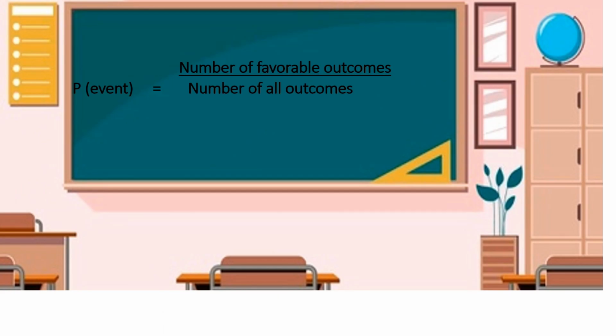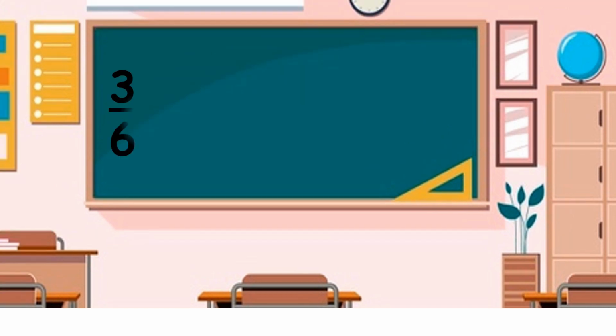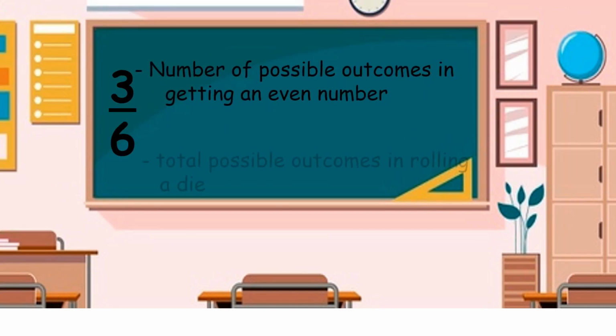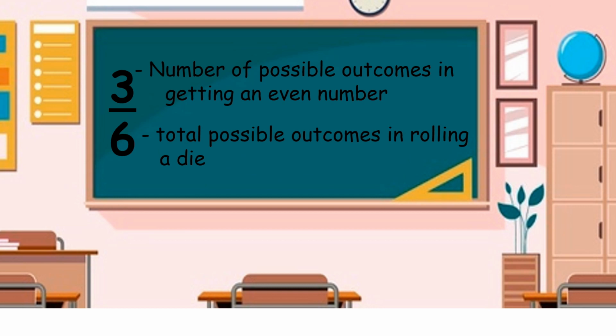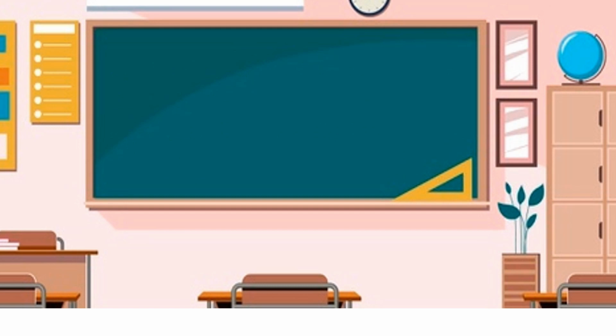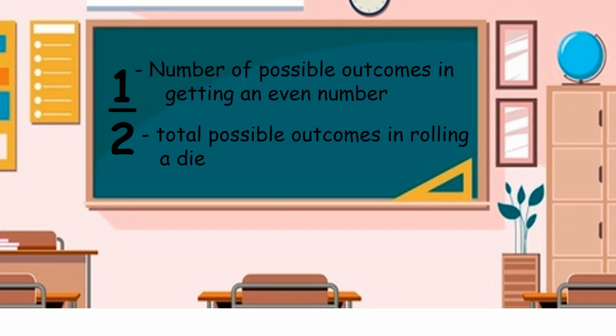Given the same formula, what is the probability of getting an even number? Do you have your answer, class? That's right. It is 3 over 6. But why 3 over 6? What is 3 and what is 6? 3 is the number of favorable outcomes in getting an even number, and 6 is the total possible outcomes in rolling a die. But class, we should always remember that we need to reduce the fraction into its lowest term. So our final answer is 1/2.